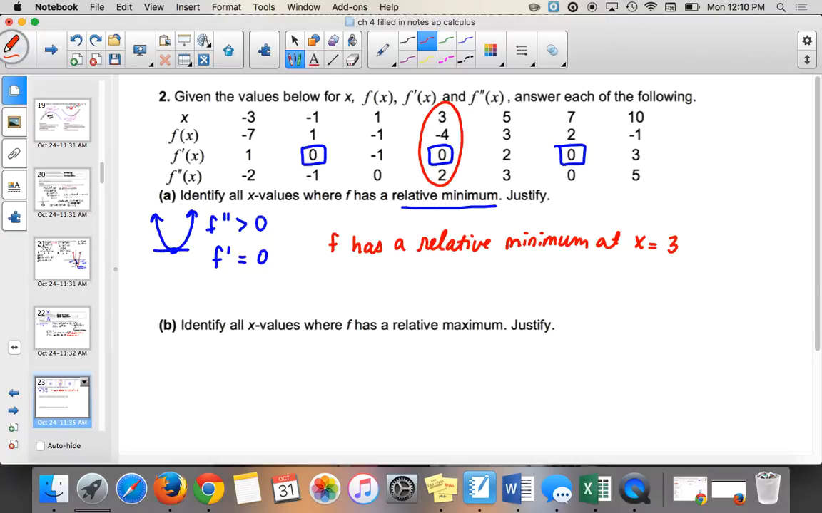But basically, if F double prime is positive, that means you're concave up. So use your hand like this, concave up. And F prime is negative, or F prime is equal to 0, so it tapers off to a slope of 0. So it means a max or min.